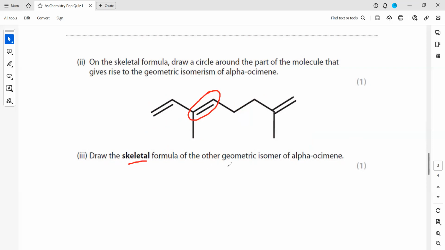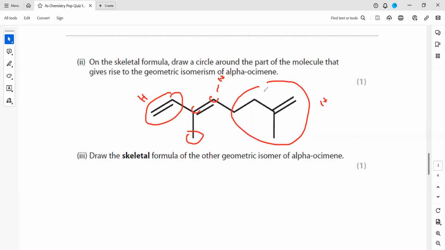Draw a skeletal formula of the other geometrical isomer. If you want to draw it, first see which geometrical isomer this is. When we check the heavy groups, this is heavy, and this is heavy. So it means the heavy groups are like one is up, another one is down. So it is trans, like opposite. If it was the same side, then it would be cis. Cis or Z, trans or E.